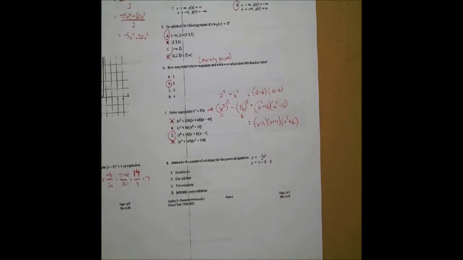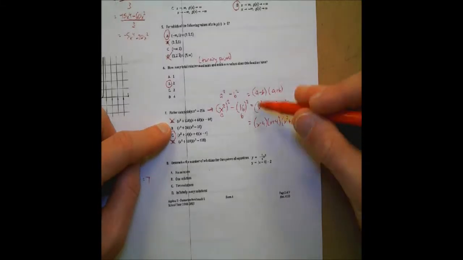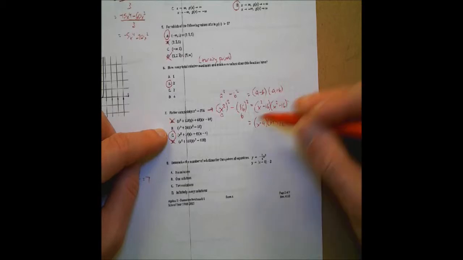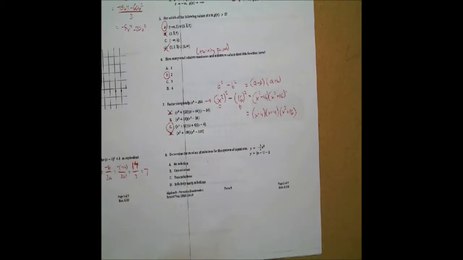So you can see letter B right here. There's letter B. But that still factors to this one, and that's why C is the correct answer, because that x squared minus 16 factors to x minus 4, x plus 4. Questions on number 7? All right, keep rolling here then.